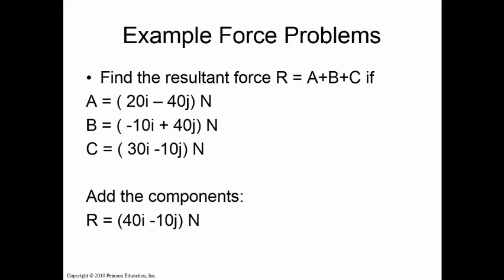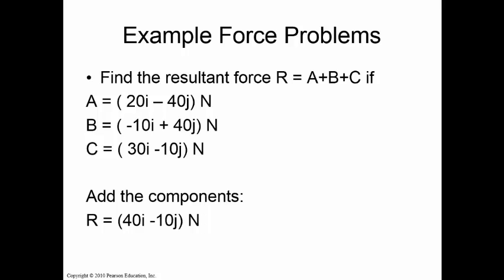Also, remember that if I have several forces acting on the object, like in our example with the satellite, all of those forces have an x component and all of those forces have a y component. Sometimes it's easier to see that when they're written in unit vector notation, as these are. A is equal to 20i minus 40j newtons, B is equal to negative 10i plus 40j newtons, and C is equal to 30i minus 10j newtons.